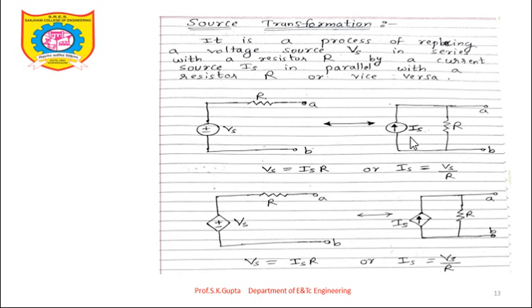Now for example, if I have this current source in parallel with a resistor, I want to replace it with a voltage source in series with a resistor. So in this case, this Vs value is Is into R, and the resistance value is the same.